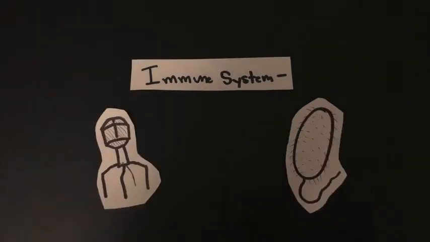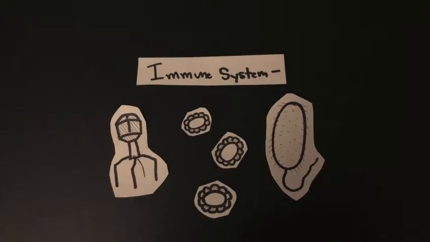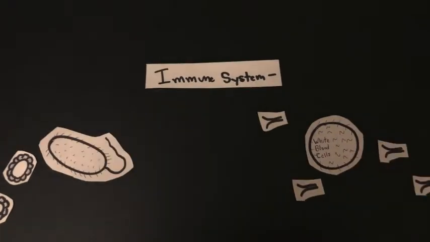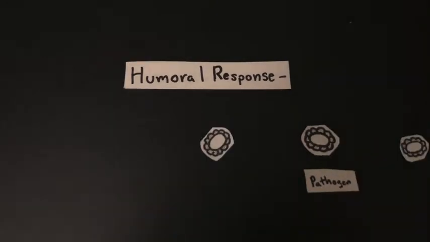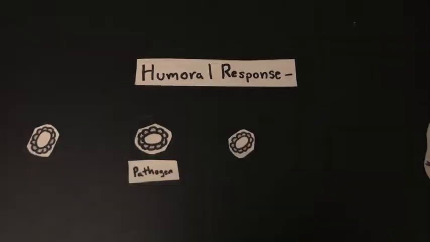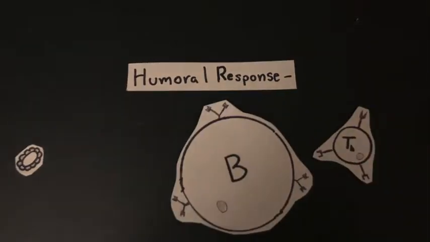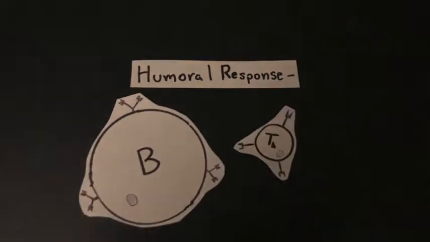The immune system is the system responsible for protecting the body against invaders and infectious organisms. There are various responses to these microbes, one of these being the humoral response. This response mainly utilizes B cells and helper T cells to fight pathogens.